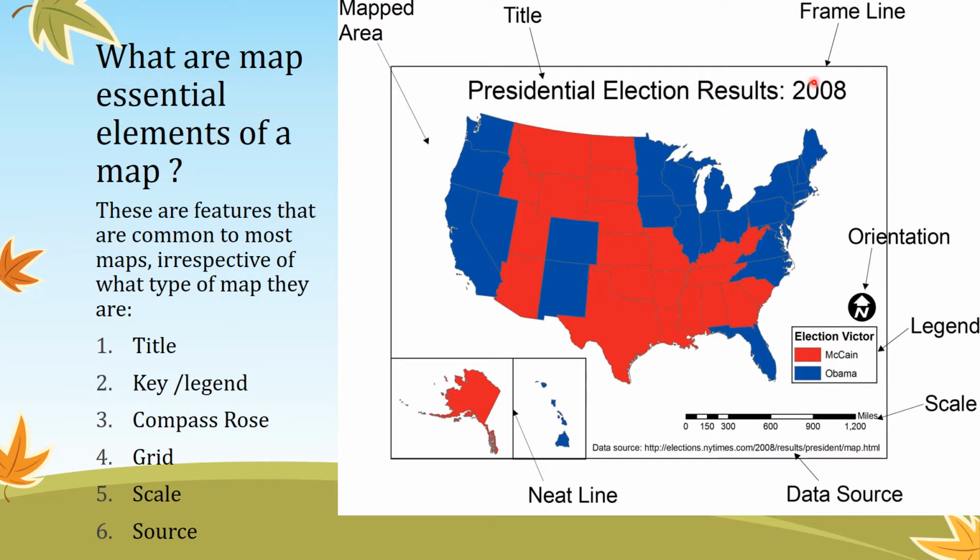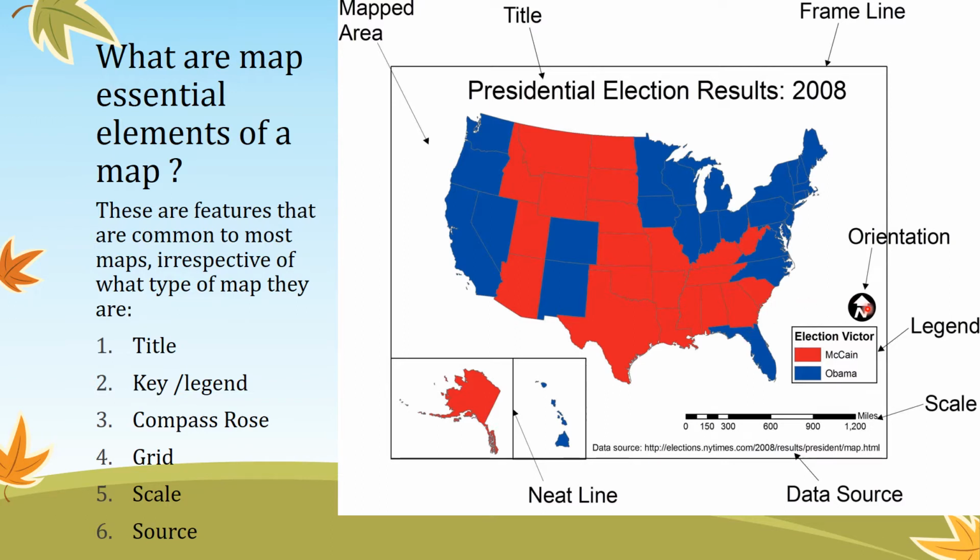Here we have the title of the map, and the title of this map is Presidential Election Results 2008. Here we have the legend or the key, and these color codes tell us exactly what these colors mean. So for the red, the areas in the red represents McCain for president, and the areas in the blue represents Obama, the persons who won in those states.